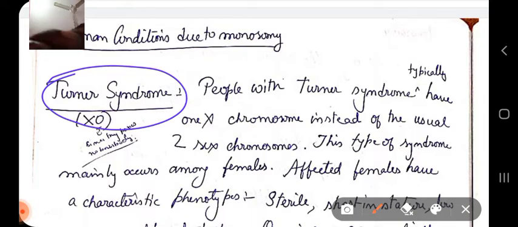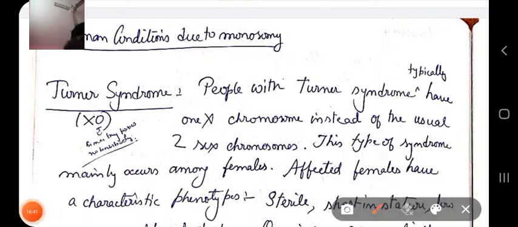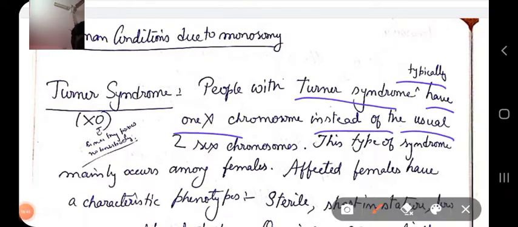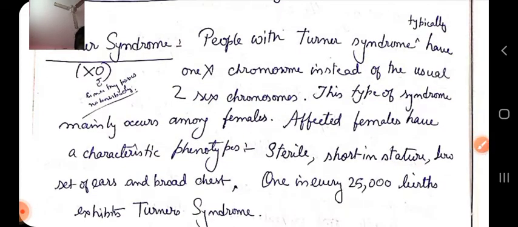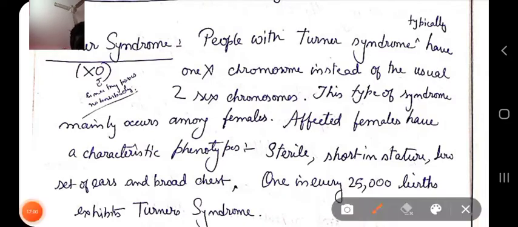So what happens in Turner syndrome? You have studied this in your class 12 syllabus. People with Turner syndrome typically have one X chromosome instead of two. Instead of having two X chromosomes, the female has only one X chromosome. So one of the sex chromosomes is eliminated. This type of syndrome mainly occurs among females.